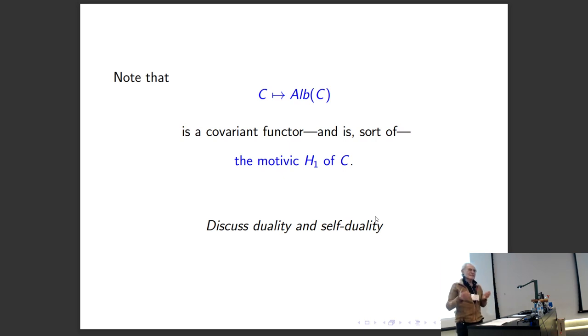So look at this. This is kind of weird. My left hand is going to be Pic naught, and my right hand is going to be Albanese. I take the product of Pic naught and Albanese. There it is. It's an abelian variety of dimension 2g. Now, there is a fantastic bundle over that product called the Poincaré bundle.